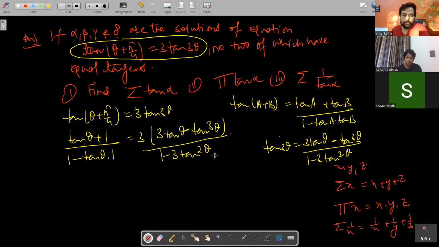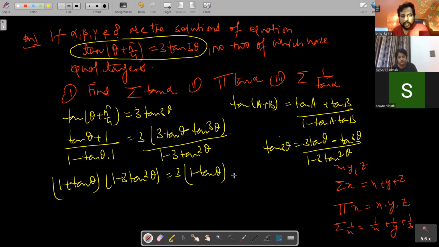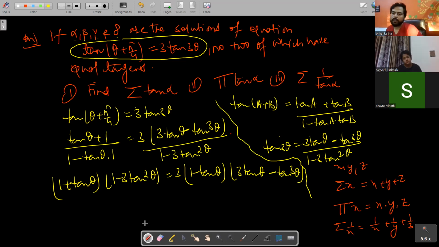Now, just cross multiply it. So this is (1 plus tan theta) into (1 minus 3 tan square theta) equal to 3 into (1 minus tan theta) into (3 tan theta minus tan cube theta). First, you note it down till here.